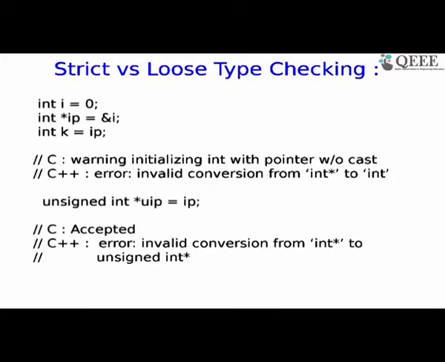You go to the second line on top of the slide, ip is int star. So this assignment essentially is unsigned int star equal to int star. Same family. One is unsigned, the other is signed. C accepts, doesn't even give you a warning. C says, okay, go ahead, your problem. C++ says, no, there's an error, please correct. It will not let you go unless you use something called a cast. You can temporarily convert a pointer from one type to another, knowing the attendant risks, and then it goes through.